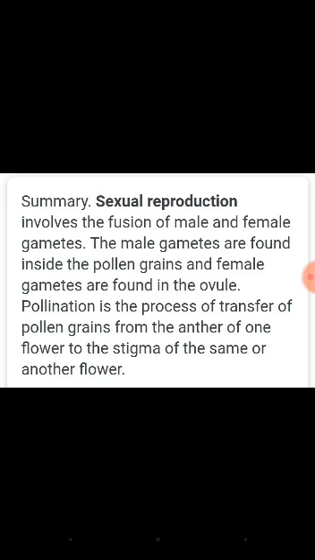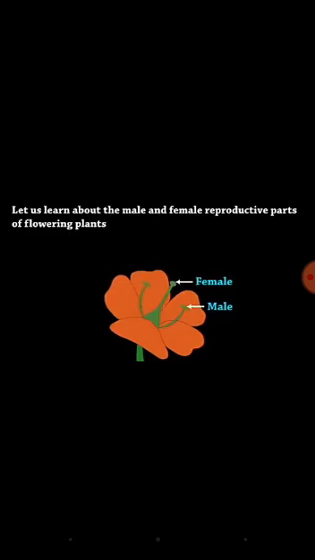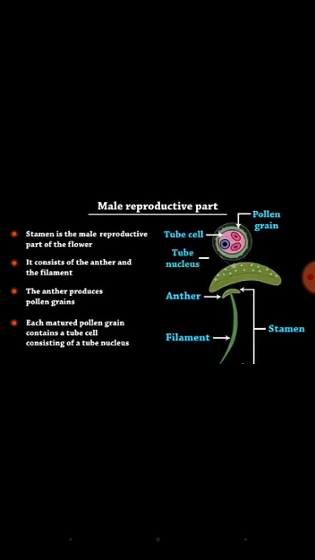Sexual reproduction involves the fusion of male and female gametes. The male gametes are found inside the pollen grains and the female gametes are found inside the ovule. Pollination is the process of transfer of pollen grains from the anther of one flower to the stigma of the same or another flower. Let us learn about the male and female reproductive parts of the flowering plant by looking at this diagram. Now let us know what is male reproductive part.